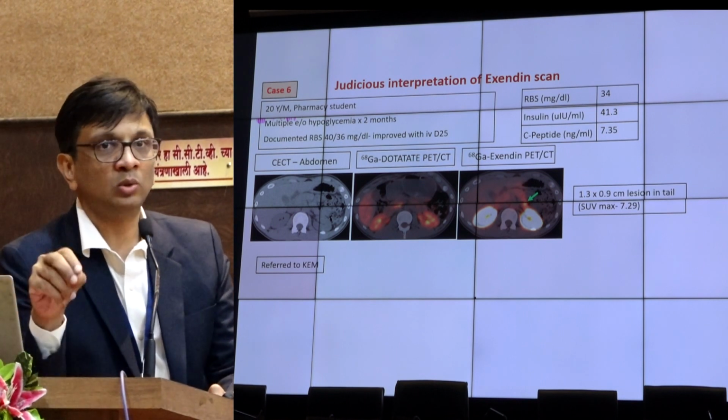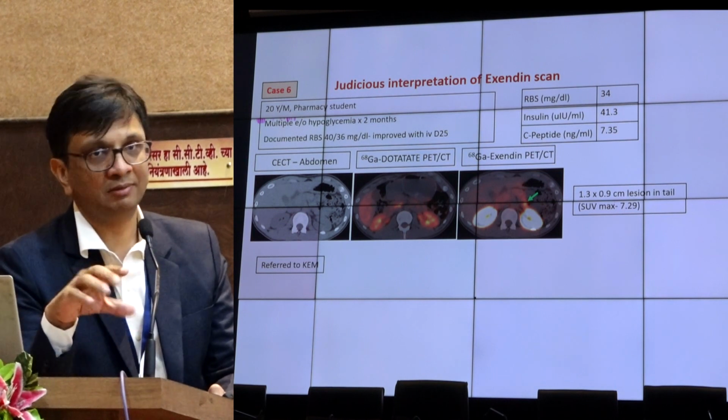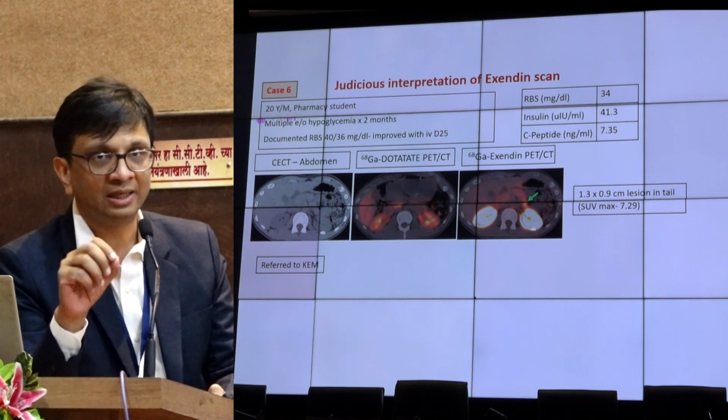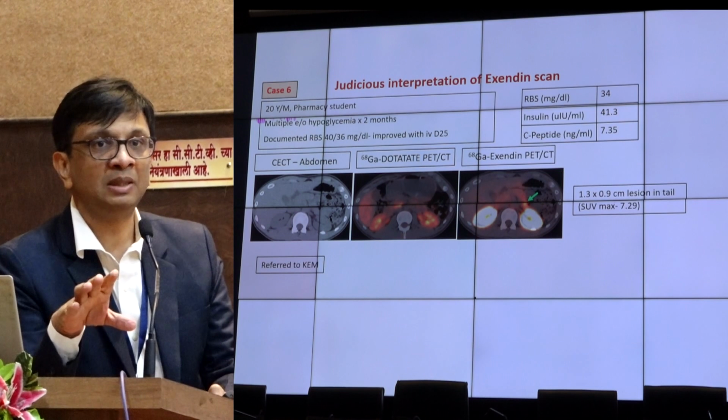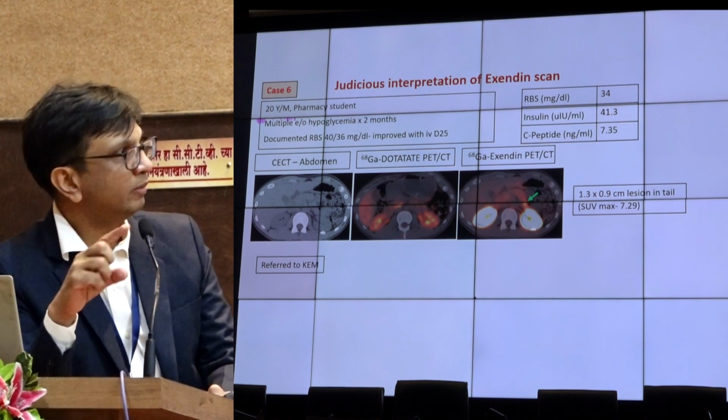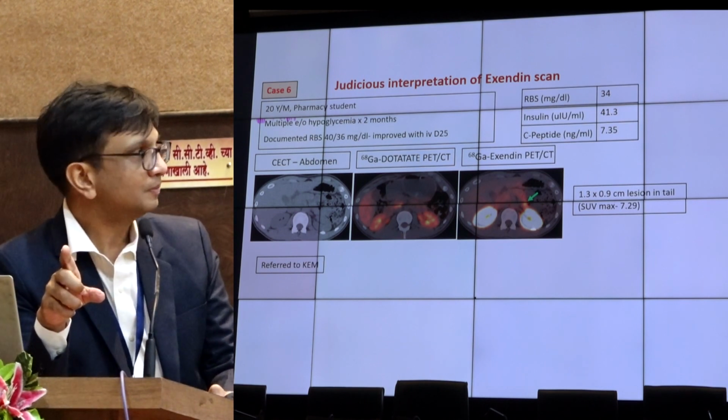The parents were told about the same thing, that we are doing this, we are suspicious about it, we are not saying it is there. It may be there and we want to rule it out before operating the pancreatic lesion.